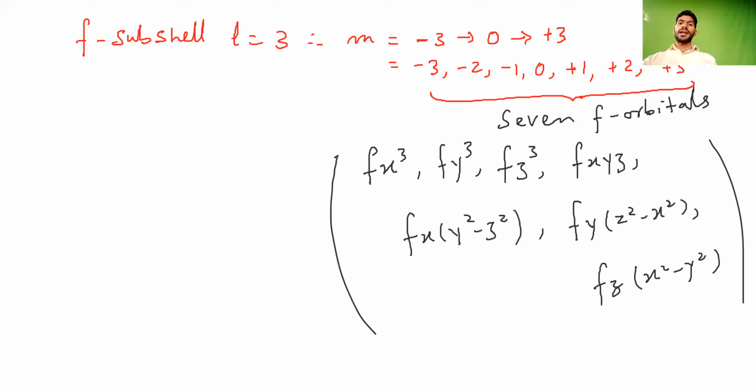Now if I ask you, this 0 value will be for which f orbital? Can anybody tell me? If you have noted it from p and d, then you can easily tell.